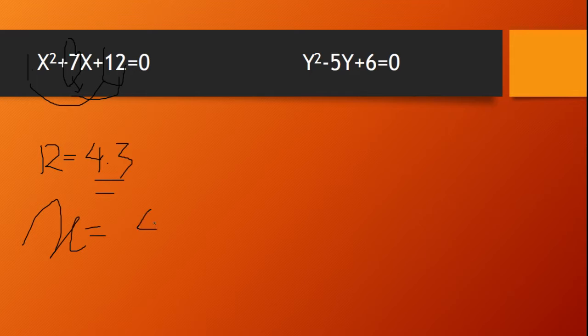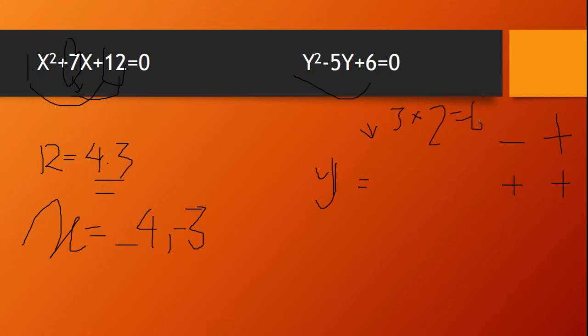And you see the last rule is, if the last two are plus and plus, then the roots will be both minus. So the roots will be minus 4 and minus 3. And for y, here it is minus and plus, so the roots will be plus and plus. So for this 6, it is 3 and 2. 3 and 2 multiply to 6 and 3 plus 2 equals 5. So the roots will be 3 and 2.